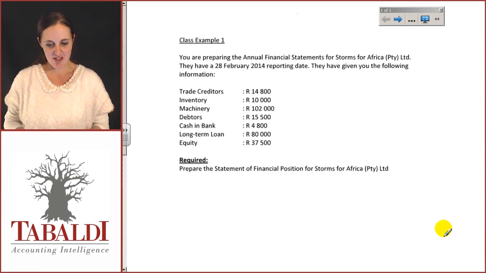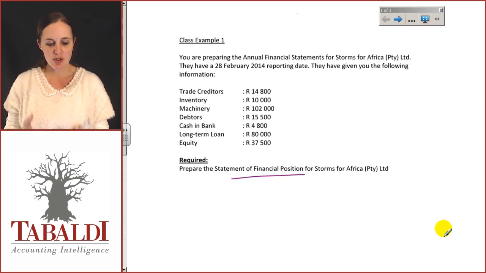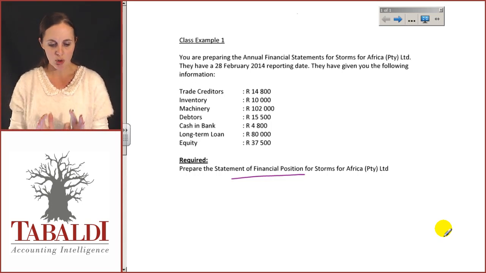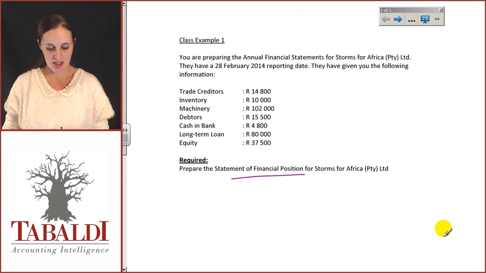Let's take a look at class example 1, Storms for Africa. I've asked you to prepare a statement of financial position. So this is the first time we're actually going to take all the stuff that we've covered up to now and put it all together, give the users what they're looking for, and actually prepare part of the annual financial statements.